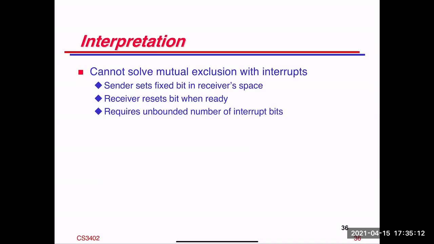Okay, and again, the interpretation is that we can't solve mutual exclusion with so-called interrupts. An interrupt is like the sender setting a fixed bit in the receiver's memory space, and the receiver would need to reset the bit when the receiver is ready. In fact, you can show that this requires an unbounded number of interrupt bits, and since interrupt bits correspond to cans, we would require an unbounded number of cans. So if you can't exactly follow this interpretation, don't worry about it.